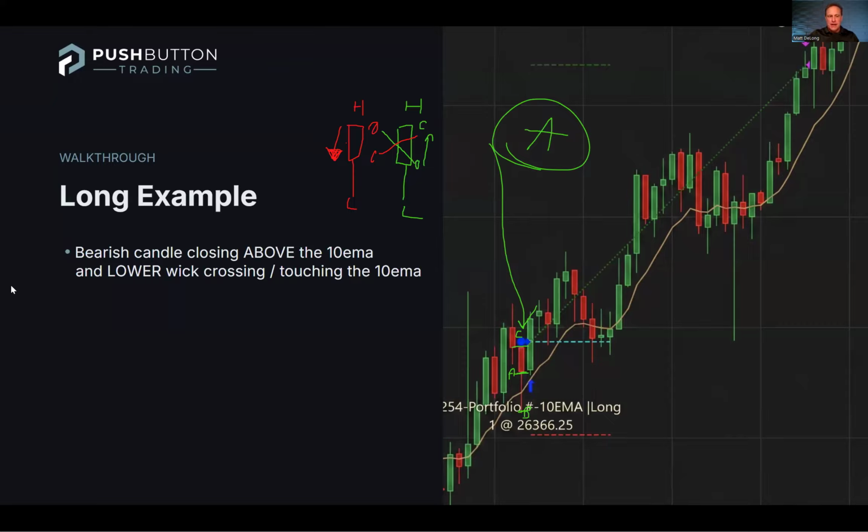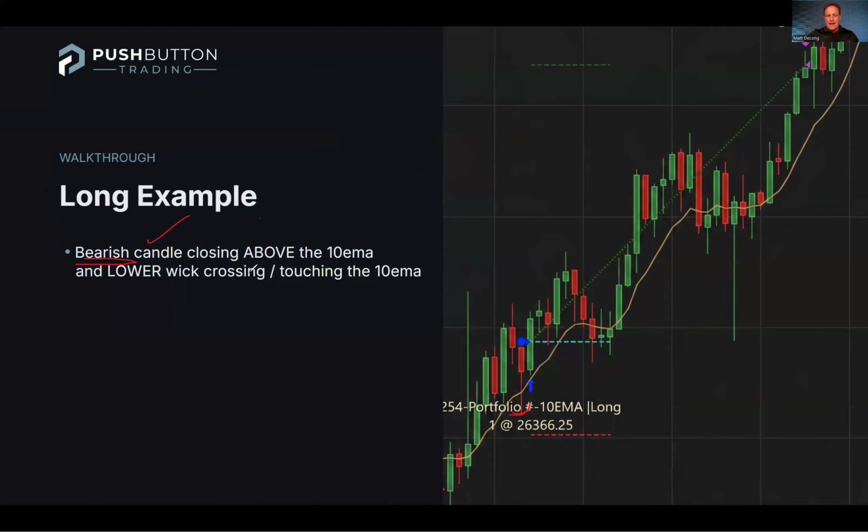Now, in this case, remember, there's three things we want. A bearish candle. Is this a bearish candle? Yes or no? The answer is yes, it is. It's a bearish candle. Is it closing above my tan line? The answer is yes, it is. So far, so good. Bearish candle closing above, right? And the third piece is our lower wick interacting with or touching that 10 EMA. That lower line, is it interacting with it?